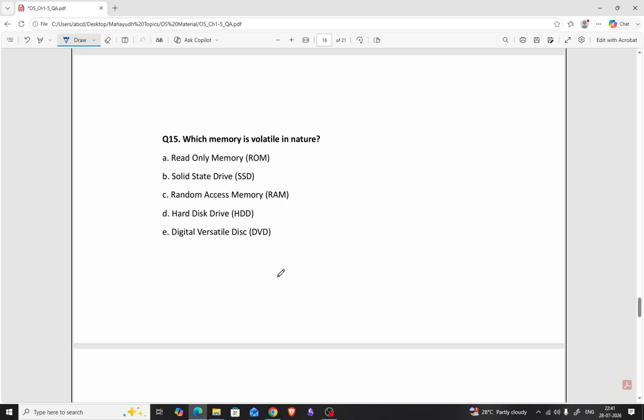Question number 15. Which memory is volatile in nature? ROM, SSD, RAM, HDD, DVD. Answer is RAM. RAM is a volatile memory. ROM is a non-volatile memory. SSD is also non-volatile secondary storage. HDD stores data permanently. DVD is an optical storage.